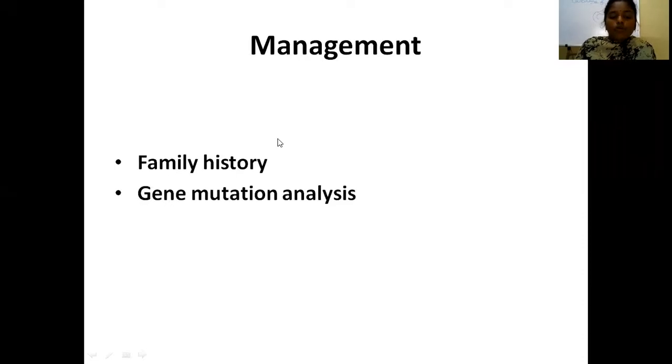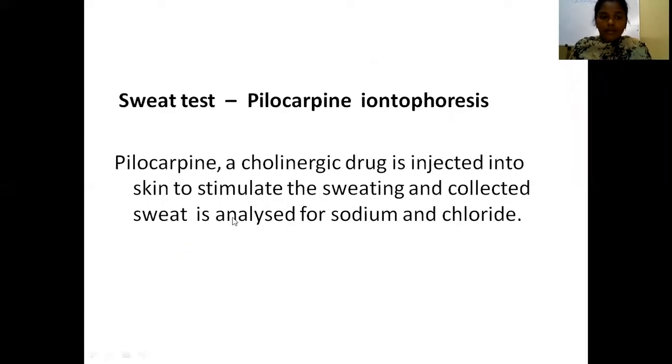So what is the management for meconium ileus? As we know, most cases of meconium ileus are associated with cystic fibrosis. Taking the family history is very important. One is family history, the other is gene mutation analysis, that is for the cystic fibrosis transmembrane regulator gene on chromosome 7. Gene mutation analysis is important.